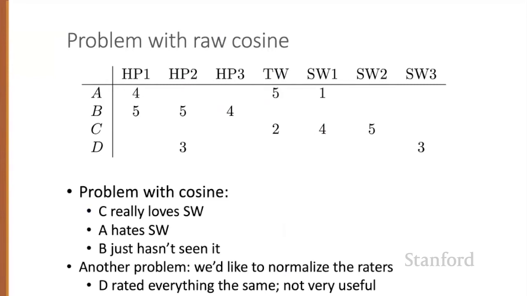And another problem is we'd like to normalize for raters. For example, rater D rates everything the same. Their ratings are not informative. We'd like a way to treat the zeros as uninformative, the low numbers as negative ratings, and people who like everything the same as not helpful.